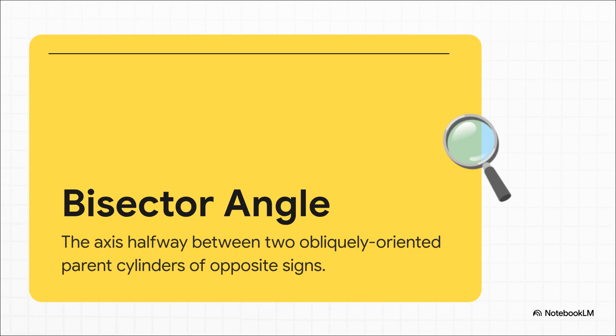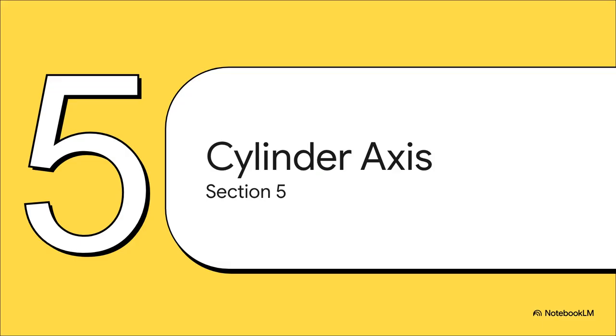This new lens is oriented based on what we call the bisector angle, which is exactly halfway between the axes of the two parent cylinders. The axes of the new, resultant cross cylinder will always be found exactly 45 degrees to each side of that bisector angle. Now, if the math feels a bit abstract right now, just stick with me, because this directly dictates exactly how we find the patient's axis in our next step. Which takes us to Section 5, determining cylinder axis.